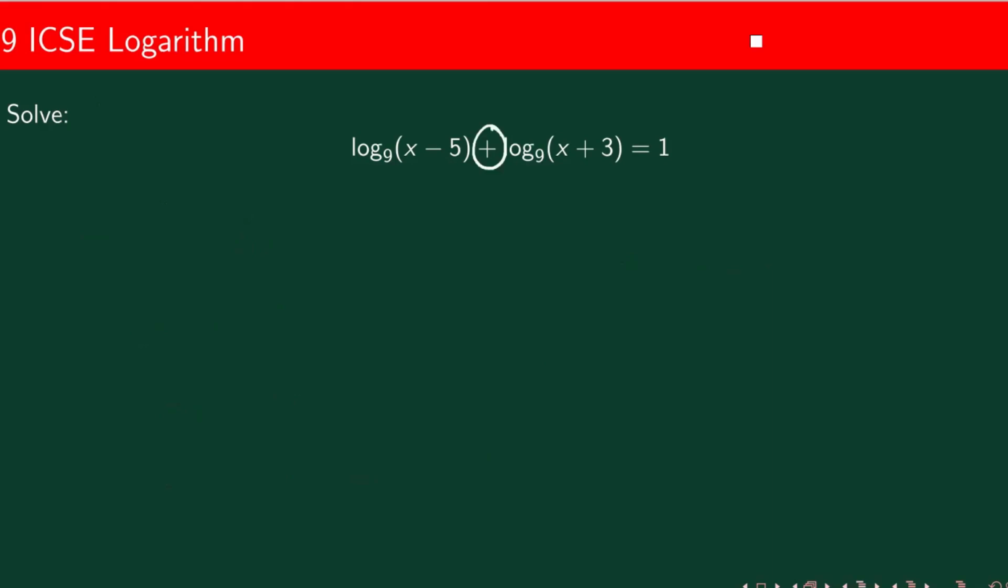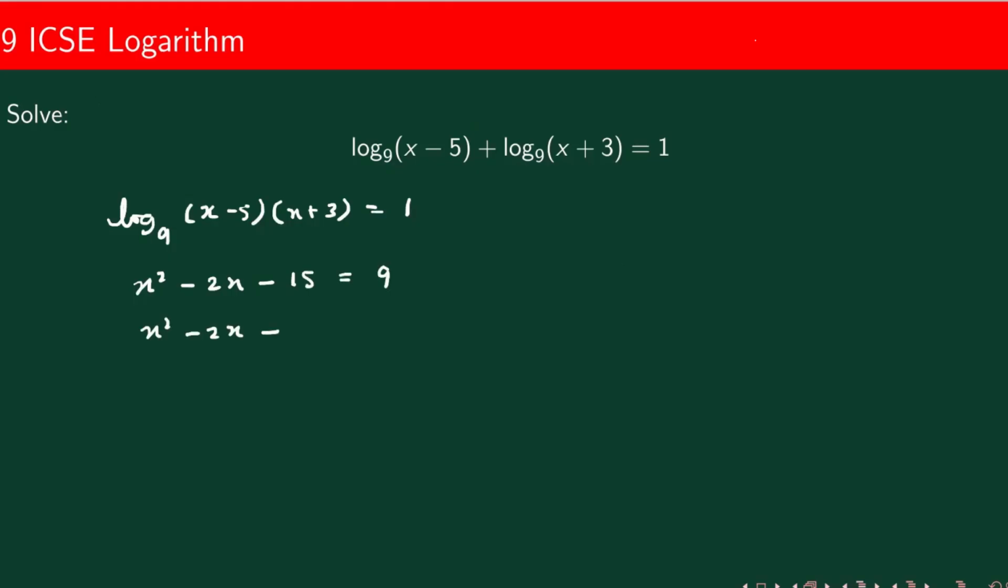Right, there is a plus here. So this will be x minus 5, x plus 3 equal to 1. Converting log into exponential, you get x squared minus 2x minus 15 is equal to 9. So x squared minus 2x minus 24 is equal to 0. So then you have a product of minus 24 and sum as minus 2. Okay, so the numbers are minus 6 and 4. So you have x squared minus 6x plus 4x minus 24 equal to 0.